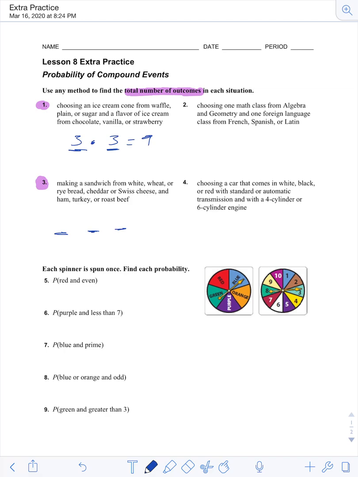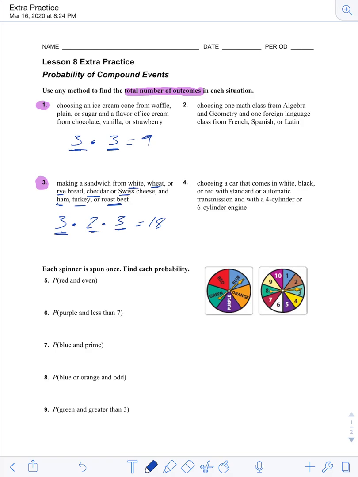If I start with the bread, I have white, wheat, or rye bread. That would give me 3 options. When I look at cheeses, I would have cheddar or Swiss for 2 options. And finally, for the meat, I would have ham, turkey, and roast beef, which would be 3 options. Again, just like number 1, I'm going to use multiplication. In this problem, if I multiply 3 times 2 times 3, I would get an answer of 18 outcomes. Again, I could list them all out or use this method to figure it out.